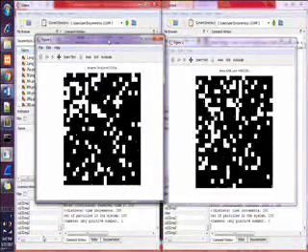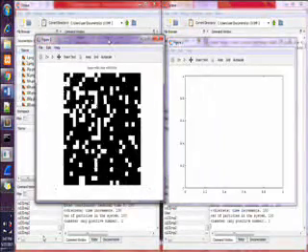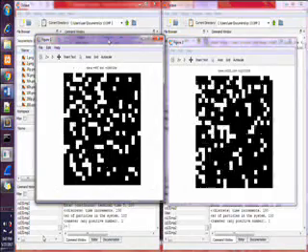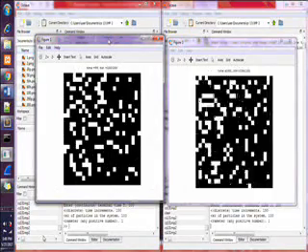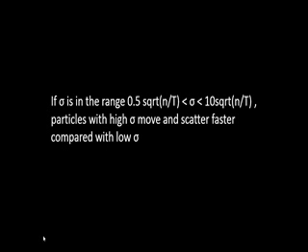The motion of particles, such as velocity, in both simulations is the same. There is no significant difference between the two simulations in terms of particles' velocity. Diffusion rate equal to sigma affects how fast the particles scatter. If sigma is in the range of 0.5 square root of n over t with the upper bound of 10 square root of n over t, particles with high sigma move and scatter faster compared with low sigma.